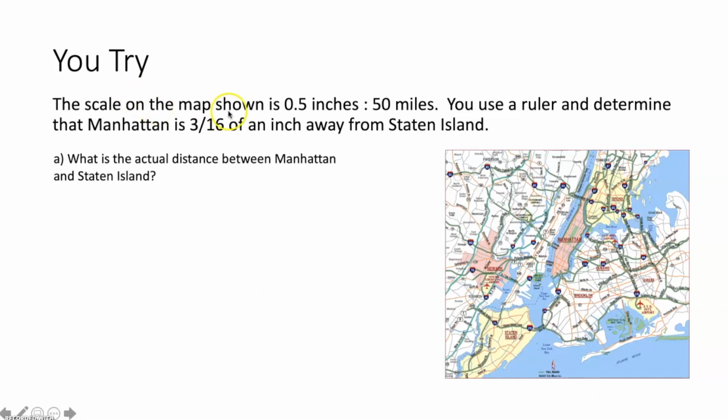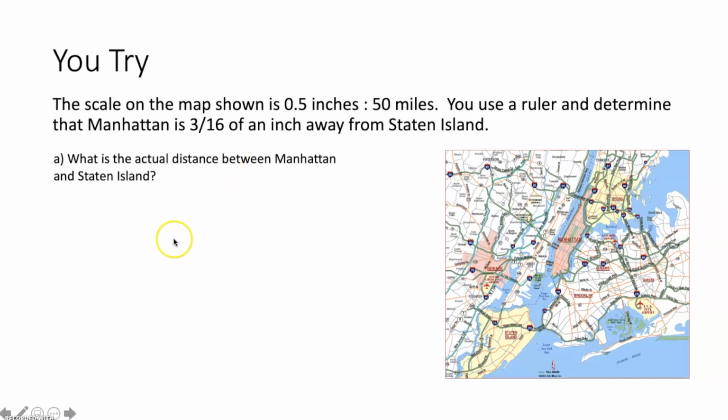Okay, this says the scale on the map shown is 5/10 of an inch to 50 miles. You use a ruler to determine that Manhattan is 3/16 of an inch away from Staten Island. So we first want to figure out what is the actual distance between Manhattan and Staten Island. So again, the way we do this is we set up a proportion.